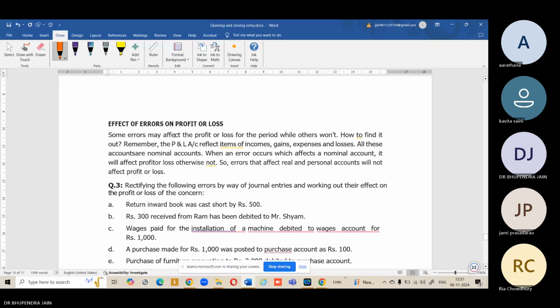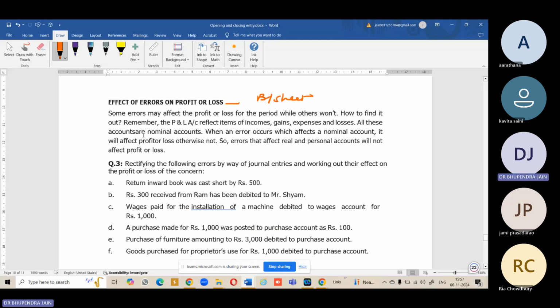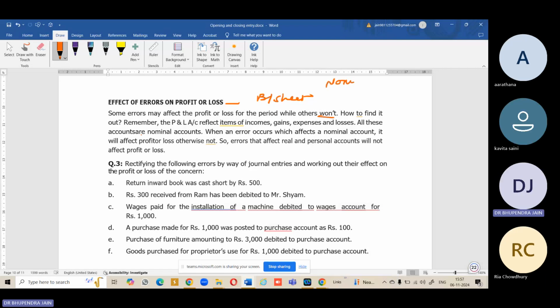Effects of error on profit and loss account as well as on balance sheet. Some errors may affect the profit and loss account for a period, while others won't. Now, beta, if the error is related to a nominal account, then there will be an effect on the profit and loss account. Otherwise, the error will affect the balance sheet.